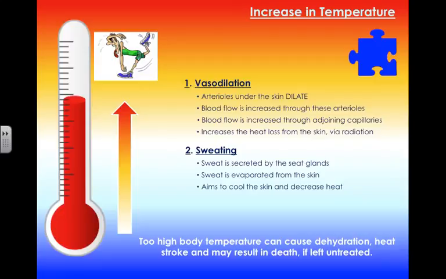Your sweat glands may also start to produce sweat. This will evaporate from the skin, and this helps to cool the body down. So it's basically the water from the blood is excreted as sweat to cool the body down. So hopefully you guys understand a little bit more.